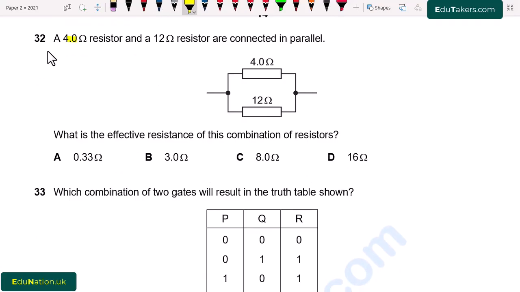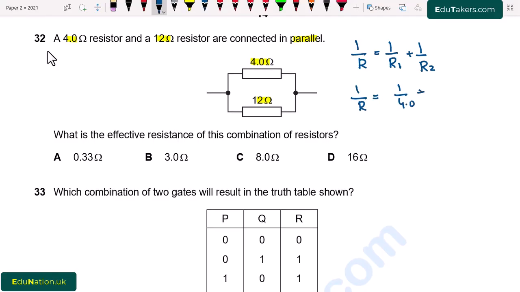Question number 32. A 4.0 ohm resistor and a 12 ohm resistor are connected in parallel. Here is a diagram which shows that there are two resistors, 4.0 ohm and 12 ohms. What is the effective resistance of this combination of the resistors? So here we have to find out the effective resistance. When the resistors are connected in parallel, then the effective resistance is obtained by using the formula that 1 over R is equal to 1 over R1 plus 1 over R2.